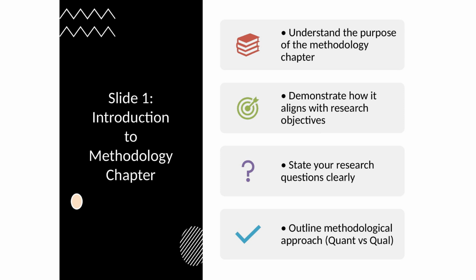Start each section with a heading and always explain why a certain choice was made. This shows academic depth and critical thinking. Use references to support your methodology decisions. A well-organized and justified methodology not only strengthens your dissertation's credibility, but also makes it easier for your readers and assessors to follow your research journey.